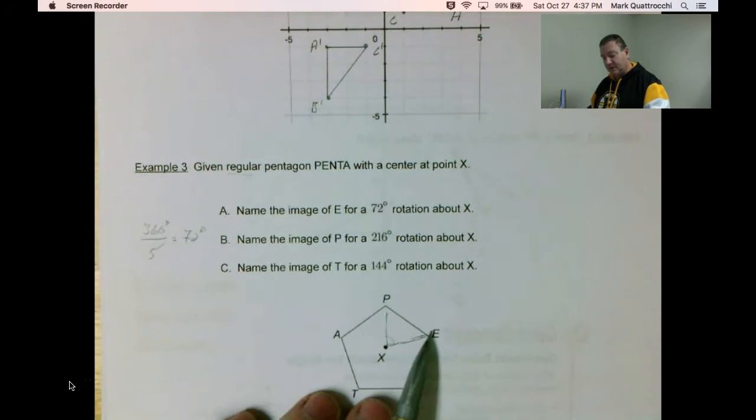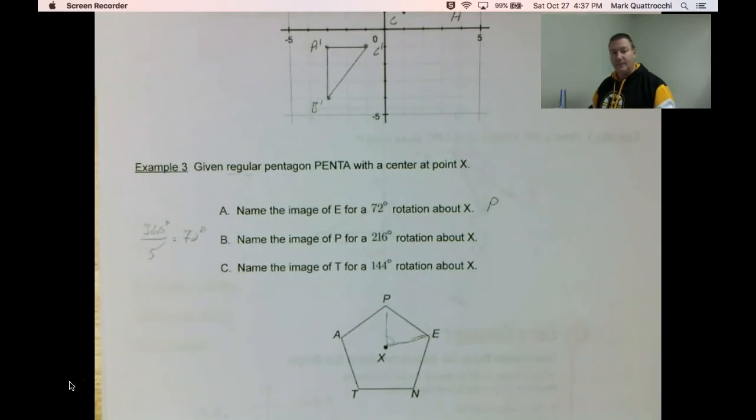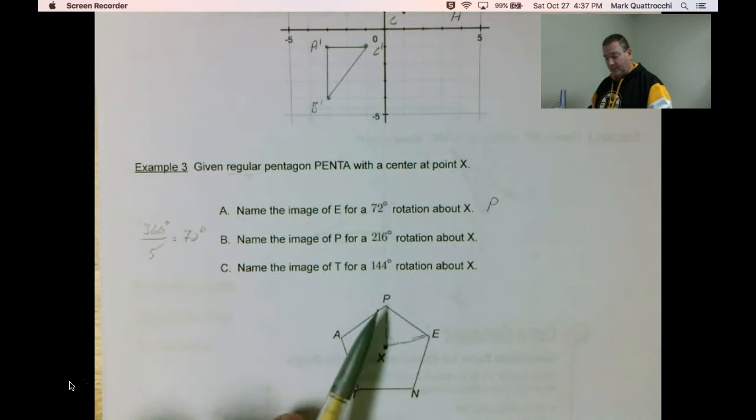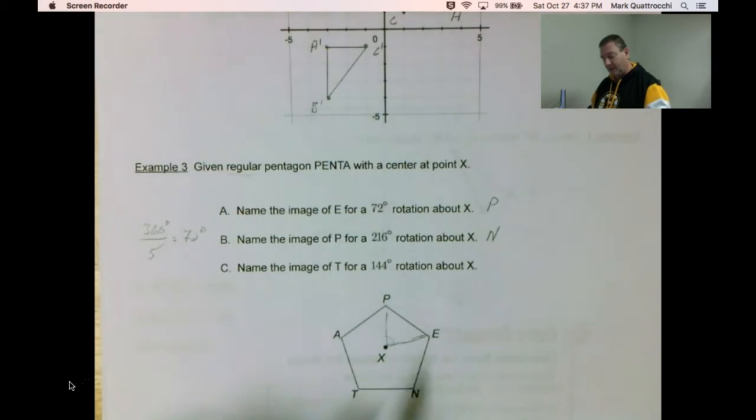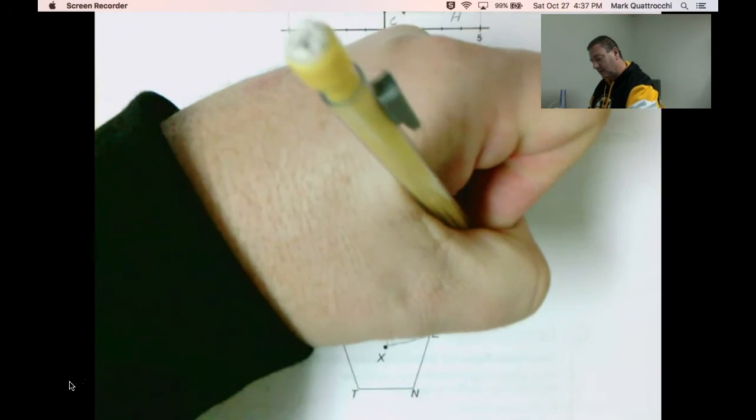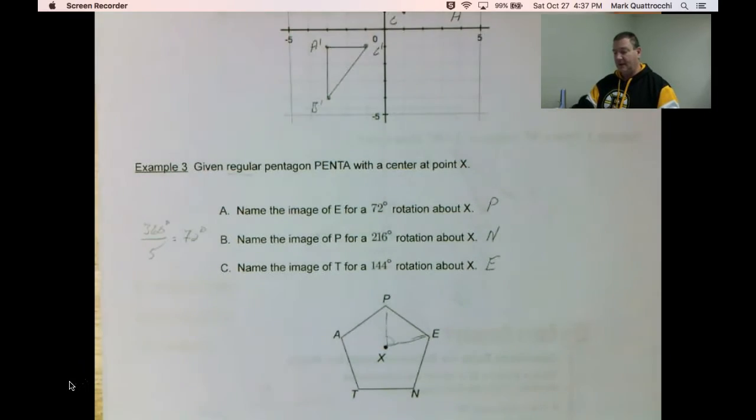Okay? So if we start at point E and we rotate it 72 degrees counterclockwise, because by definition all our rotations are going to be counterclockwise, it ends up at point P. If I start at point P and I go 216 degrees, again not random, it's a multiple of 72, so 72, 144, 216 degrees, I end up at point N. If I start at point T, I go 144 degrees, 72, 144, I end up at point E.